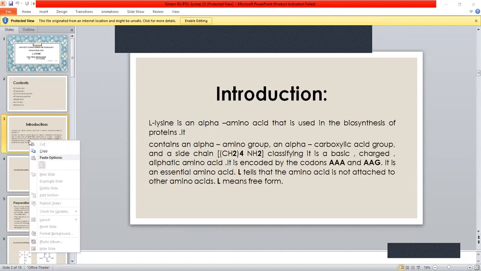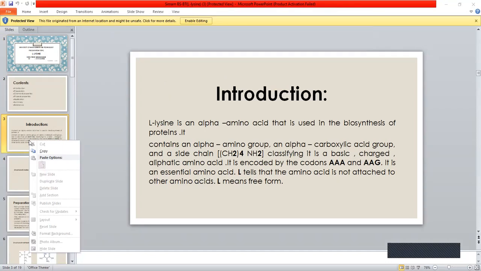Firstly, the introduction. L-lysine was first isolated by a German biological chemist in 1889 from the protein casein in milk. He named it lysine. L-lysine is an alpha amino acid that is used in the biosynthesis of proteins.